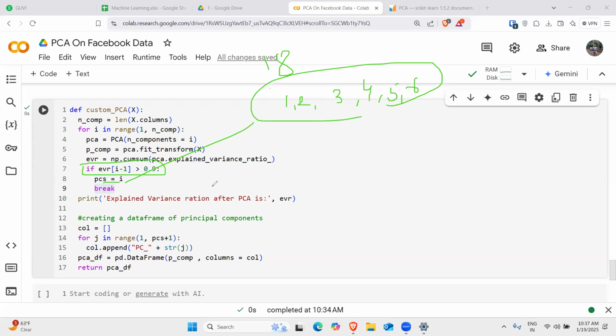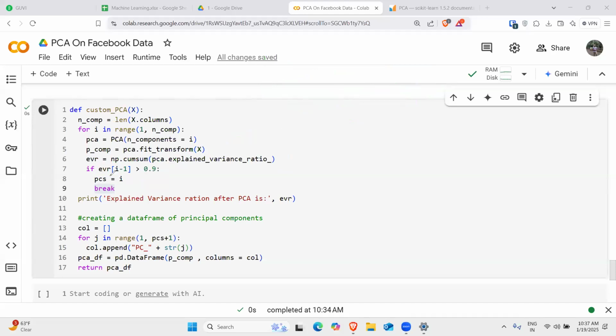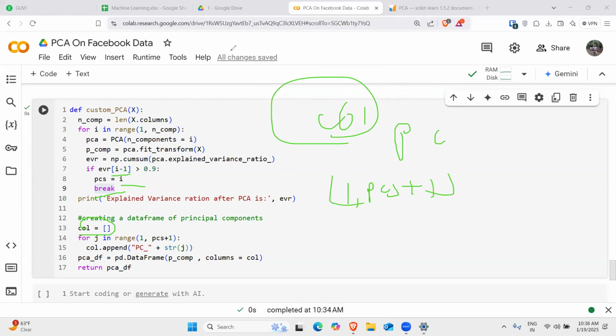So PCS will be what? 6, right? 6 means, ideally, yeah, 6 only. PCS will be 6. Then it will break, and then we are creating a list of columns as principal components. Passing a loop as 1 comma PCS plus 1, meaning suppose we are getting 6 principal components, we'll pass a loop as range of 1 comma 7. 6 plus 1 is 7, 1 comma 7.